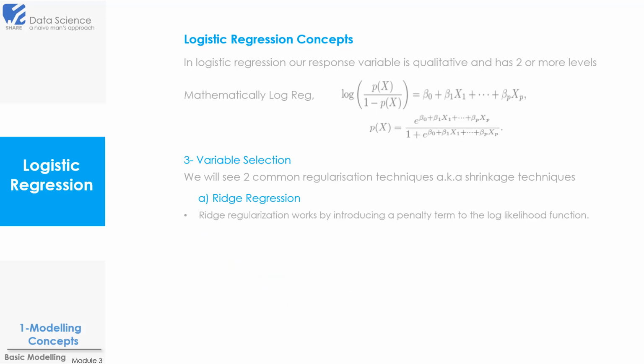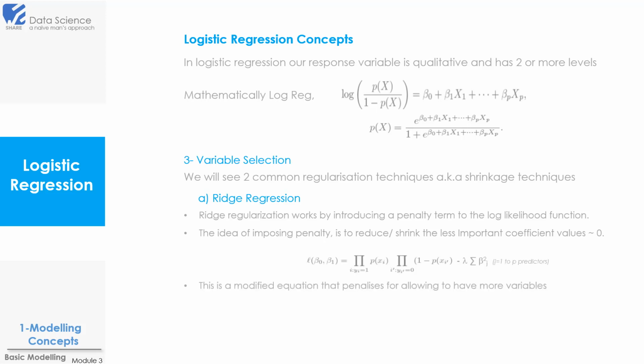Now the first topic is ridge regression. Ridge regularization works by introducing a penalty term to the log likelihood function. Recall that we are using the maximum log likelihood function to find our coefficients in logistic regression. So we modify the maximum likelihood function and introduce a penalty term in it. The idea of imposing the penalty is to reduce or shrink the less important coefficient values to near 0. Basically, we are trying to nullify the impact of less important coefficients.